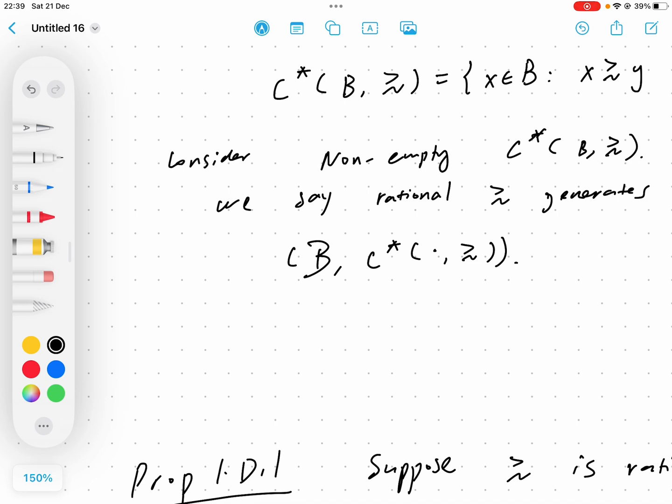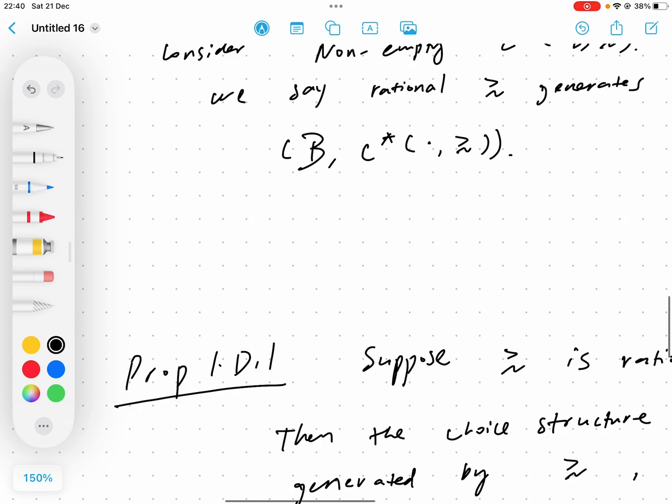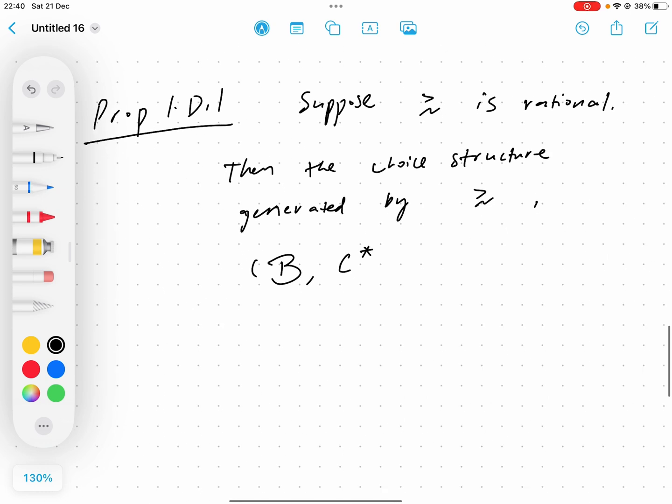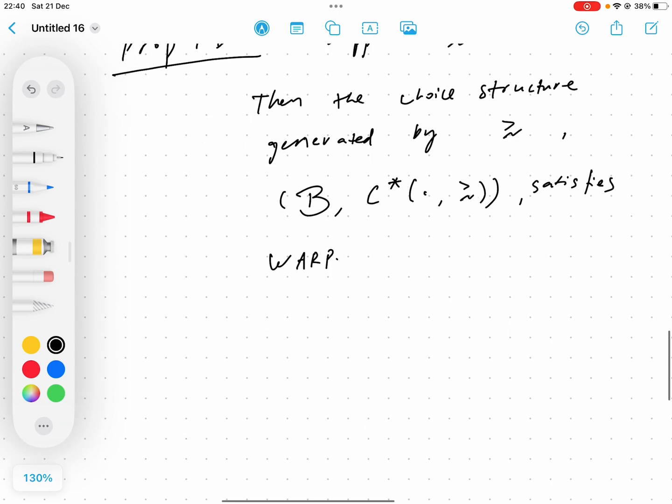Then the next will be Proposition 1.D.1, telling us that any choice structure generated by rational preferences necessarily satisfies the weak axiom. Now let's continue. Suppose that this preference relation is rational, then the choice structure generated by this rational preference relation, that is, this choice structure calligraphic B and C star, taking all those B's with the rational preference relation, satisfies the WARP.